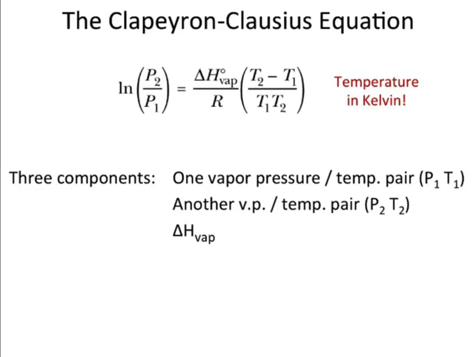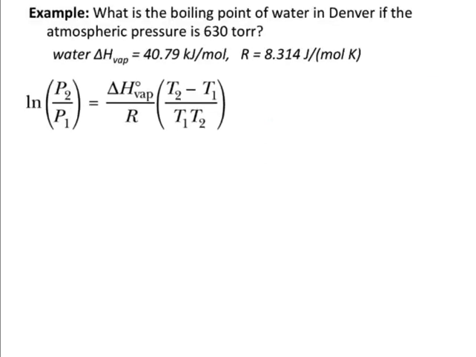And effectively, it has 3 components. You have one pair of vapor pressure and temperature, you have another, and then you have delta H vaporization. If I give you any 2 of these, you can solve for the third. You can imagine solving for temperatures is going to be kind of a pain in the rear, so I probably won't make you do that on a test, but solving for HVAP and pressure is relatively straightforward, just some algebra. So let's practice that algebra.